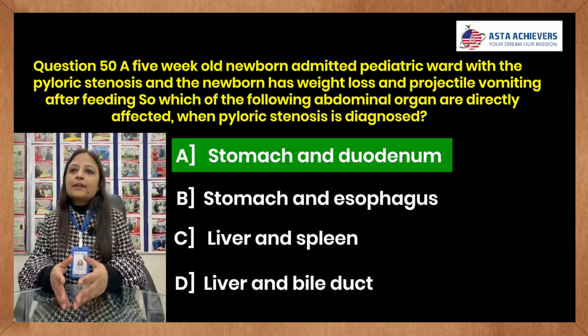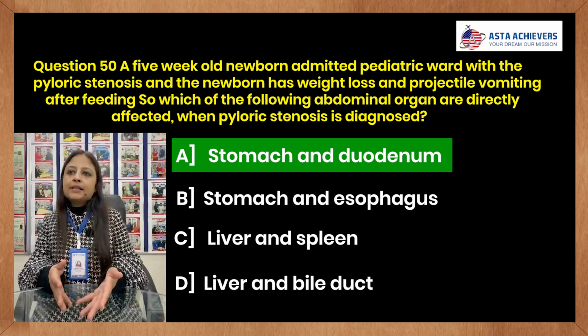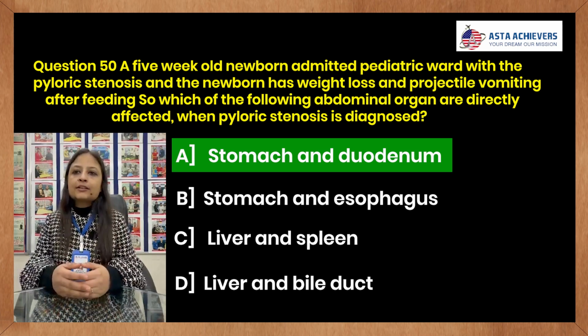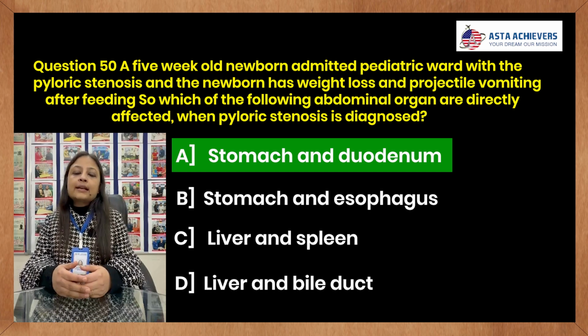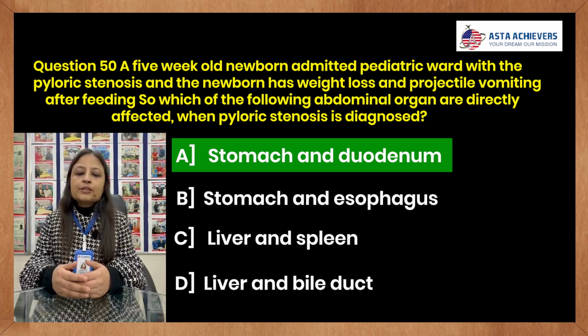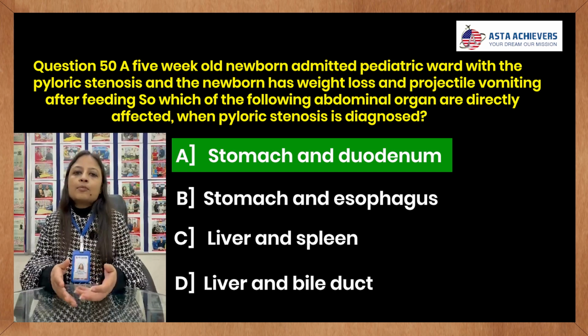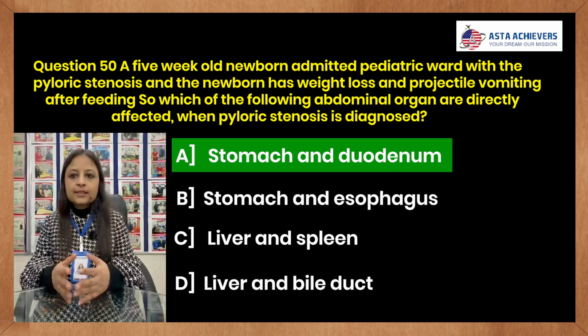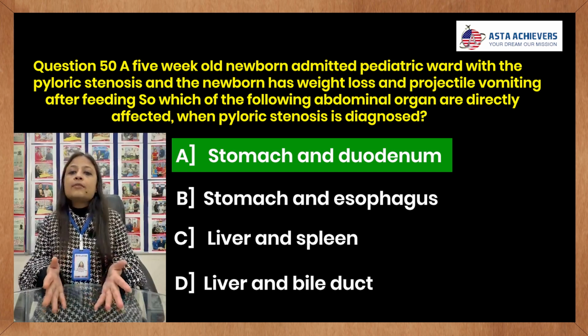Question 50. A 5-week-old newborn is admitted to the pediatric ward with pyloric stenosis, and the newborn has weight loss and projectile vomiting after feeding. Which of the following abdominal organs are directly affected when pyloric stenosis is diagnosed? Option A, stomach and duodenum. Option B, stomach and esophagus. Option C, liver and spleen. And option D, liver and bile duct.